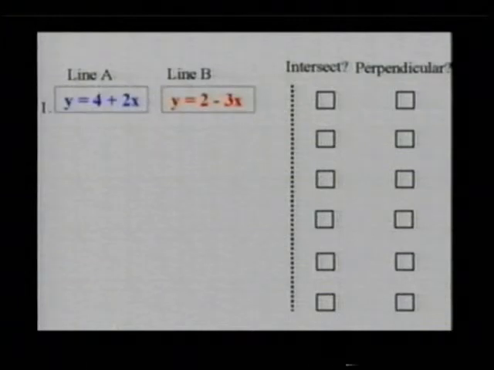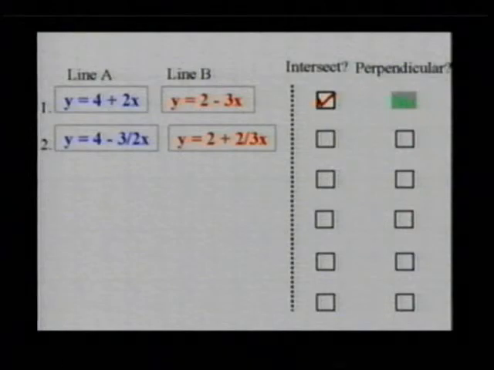Let's see if we can do this. These two lines, do they intersect? Well, their slopes are different, so they intersect. Are they perpendicular? Are they the minus reciprocal of each other? No. Okay, how about this one? Now, this is an example. Certainly they intersect because their slopes are different. Are they perpendicular? Well, one's minus 3 over 2, and the other one's positive 2 over 3. There's a perfect example of lines that are perpendicular. See what I mean?